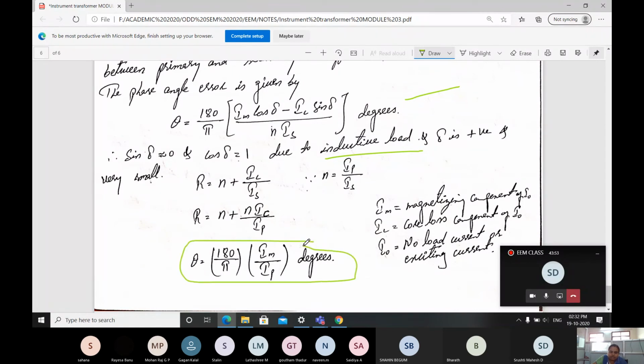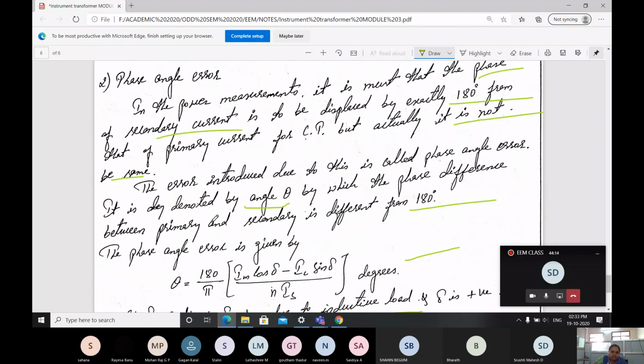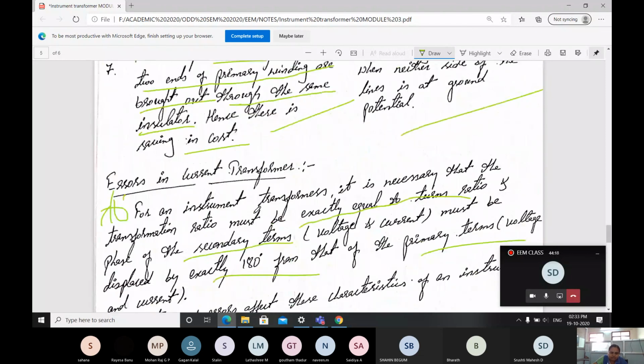This is a very important equation. Theta is equal to 180 divided by pi into Im by Ip degrees, where Im is the magnetizing component of I0, Ic is the core loss component of I0, and I0 is the no load current or exciting current. These are the two errors that occur in current transformers.